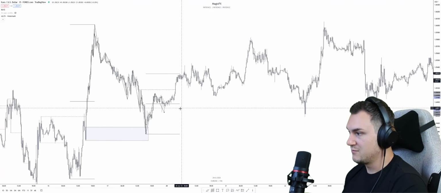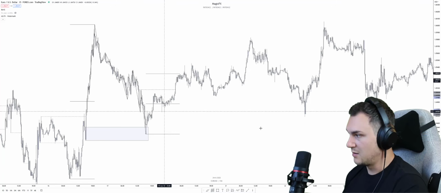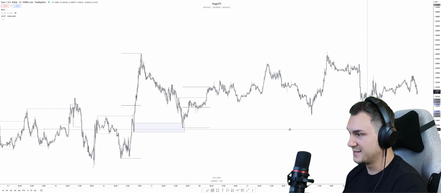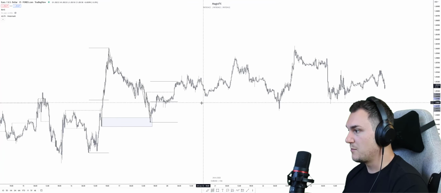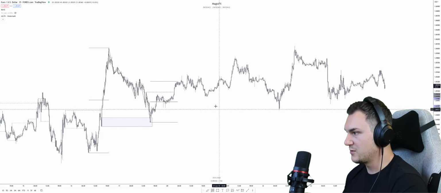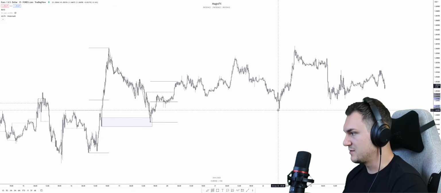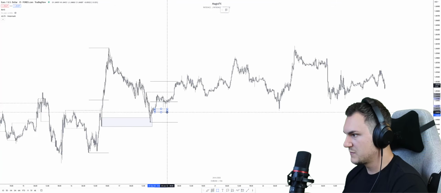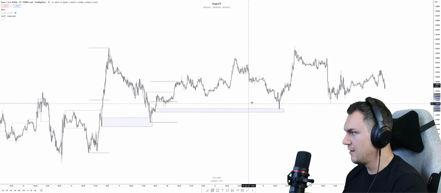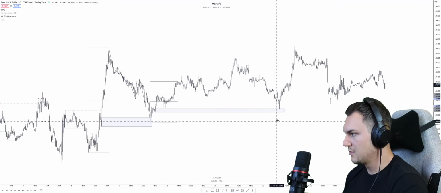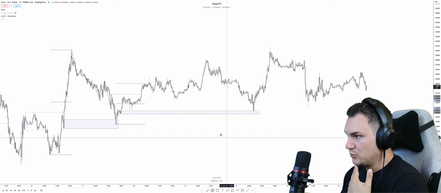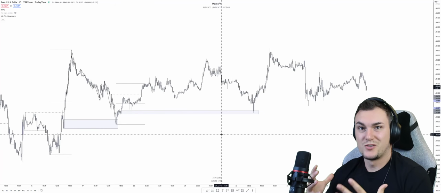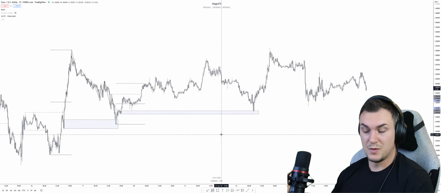This is again a different subject, but a good example of unmitigated premiums and discounts. We have this discount zone here after this first break of substructure that was never mitigated at this point before price continued up. Then price returns back down to that level. You can see here, it taps into this very clean supply zone down here, and then we get this big push up. So yeah, rules are followed, structure is followed, structure is king for me.